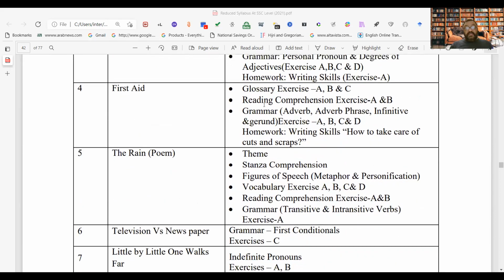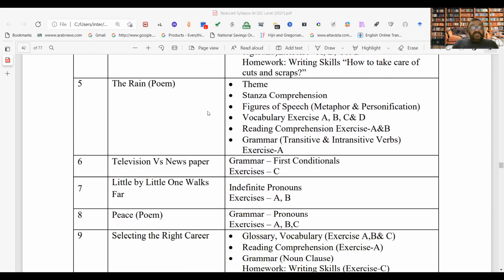First Aid: glossary, exercises A to C; reading comprehension, exercises A to B; grammar, adverb phrases, infinitive and gerund, exercises A to D; homework, writing skills, how to take care of cuts and scrapes. We will give you notes for all these things in the next lectures. We will discuss the notes. Number 5 is The Rain, a poem: theme, stanza comprehension, figures of speech, metaphor and personification, vocabulary exercises A to D, reading comprehension exercises A to B, and grammar, transitive and intransitive verbs, exercise A.